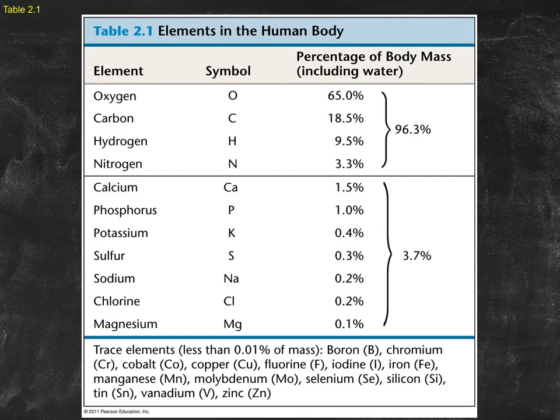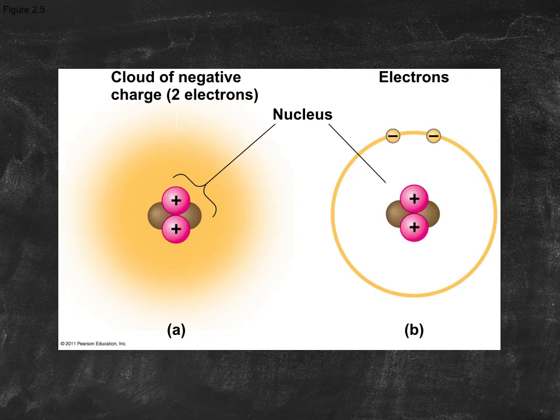Here is a breakdown of the elements found in the human body, and just to note, oxygen makes up the majority of the human body, about 65%. Next, we're moving on to a simplified model of an atom. Specifically here, we're looking at the helium atom.